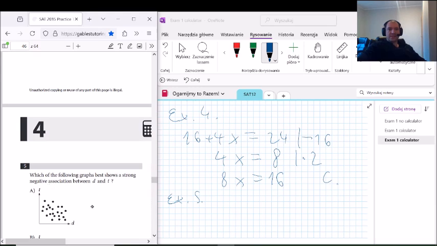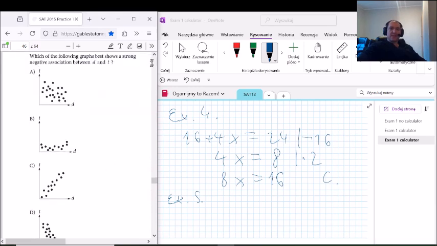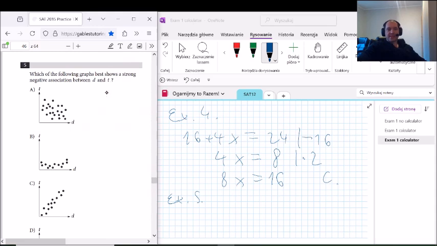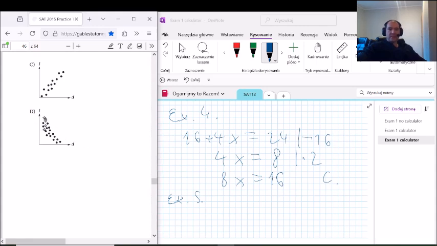Strong negative association, what does it mean? This means that if D is rising, then T should be decreasing. Or if D is increasing, then T is decreasing. Positive association would be if D is increasing, then T is also increasing. Or if D is decreasing, then T is also decreasing. Here, the answer will be D. Here we can see that if D is bigger, then T becomes smaller.